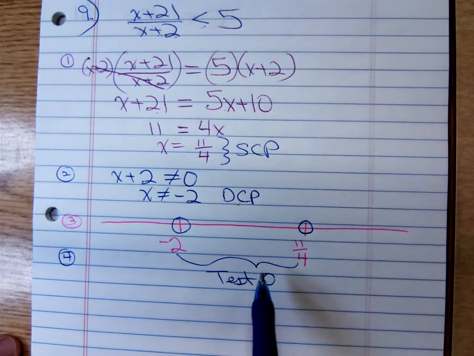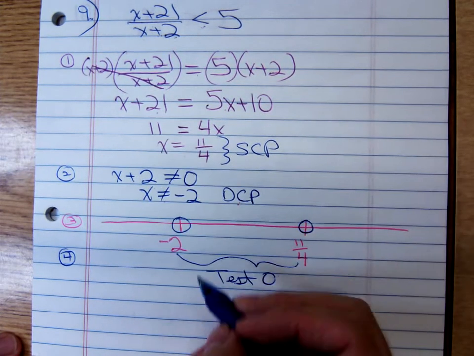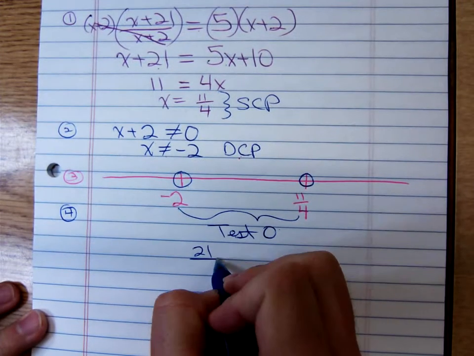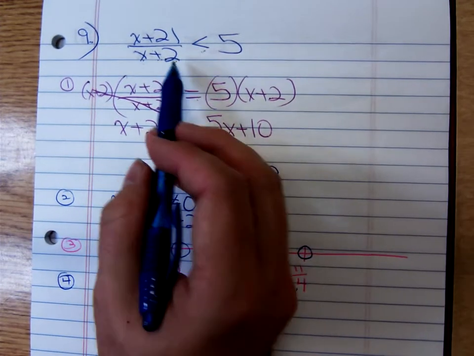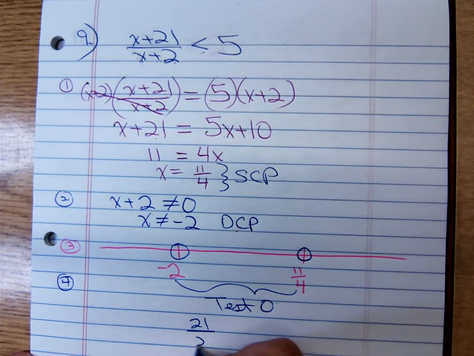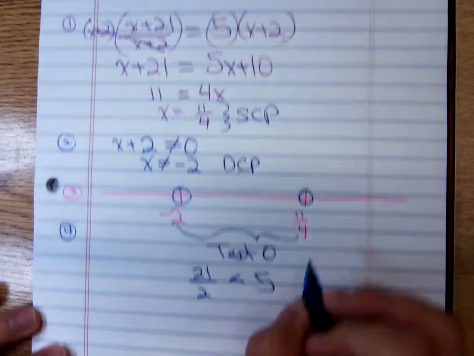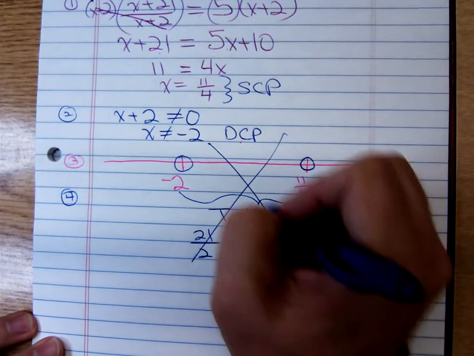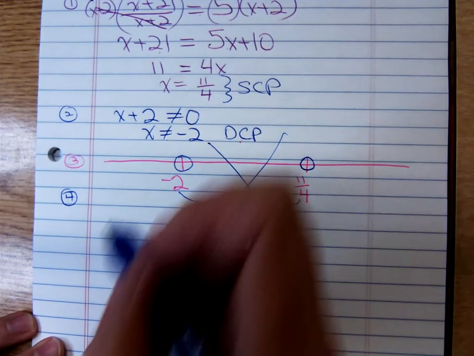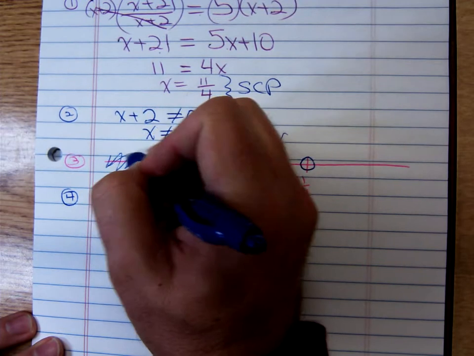So plugging in 0, we get 0 plus 21 all over 0 plus 2, is less than 5. That's 10.5 is less than 5. False. That's false. So shade to the right of negative 2.